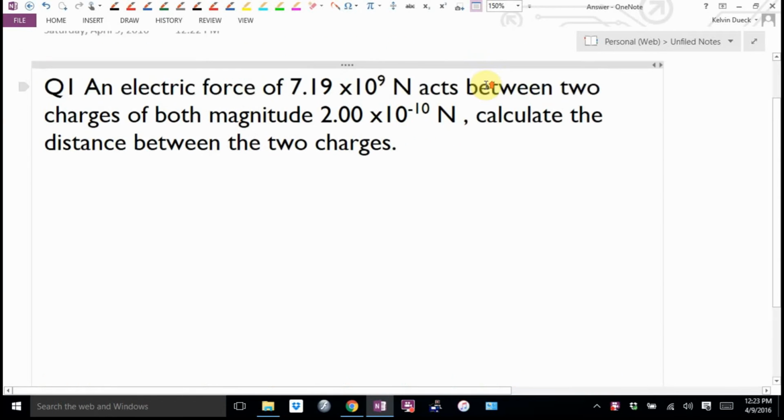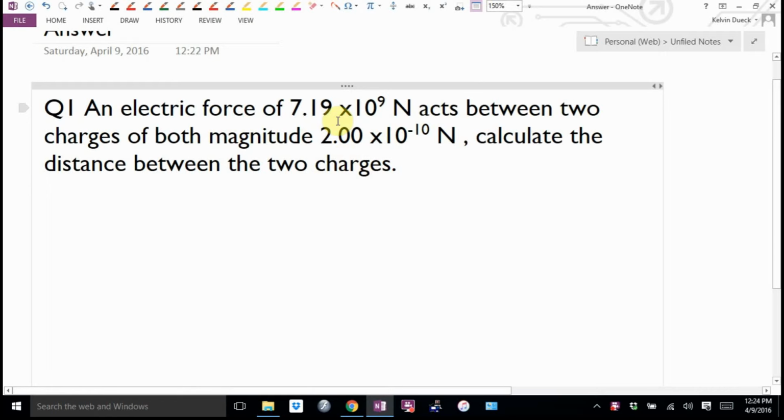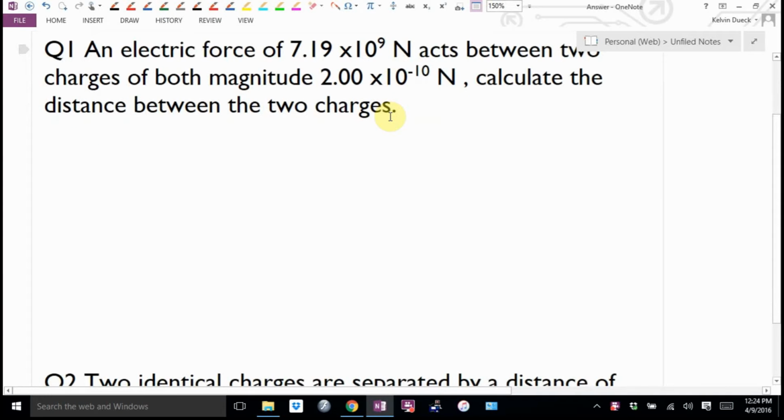So here's the first question you asked. An electric force acts between two charges, both of the same magnitude. Calculate the distance between the two charges. Okay, well, I'll get you started and I'll let you take it all the rest of the way.